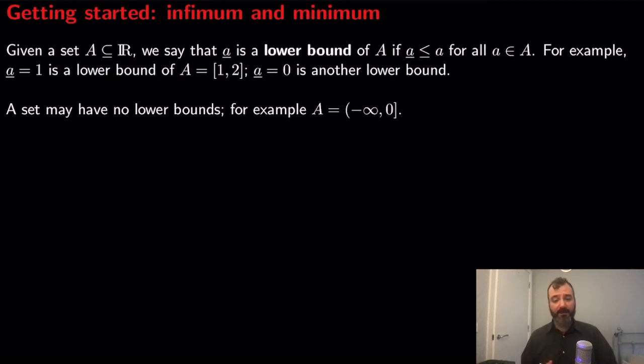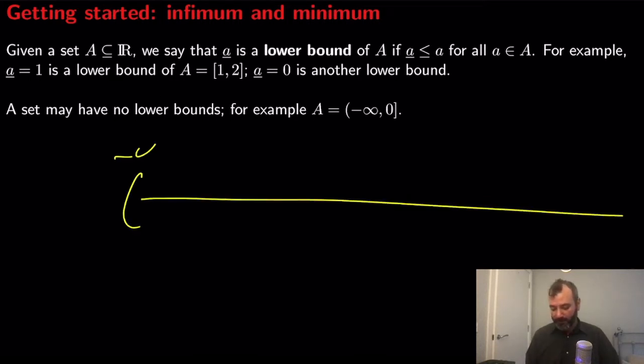There are sets that have no lower bounds. This one, for instance, the set from minus infinity to 0. This has no lower bounds. Don't say that minus infinity is a lower bound, because a lower bound must be a real number. Minus infinity is not a real number.